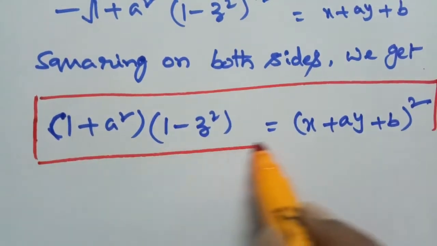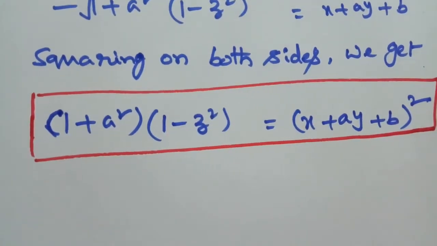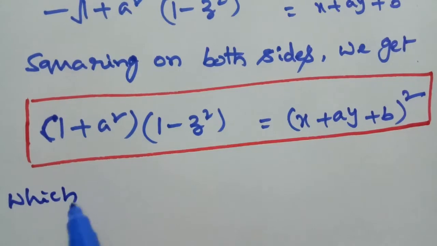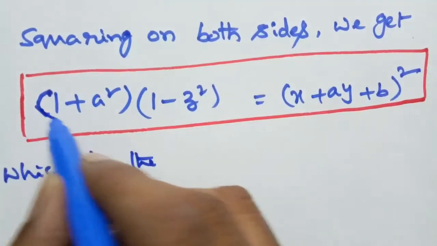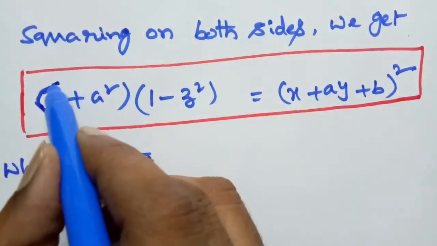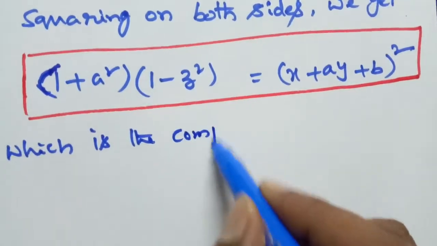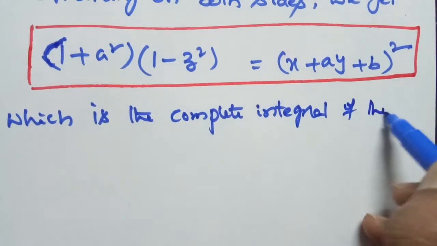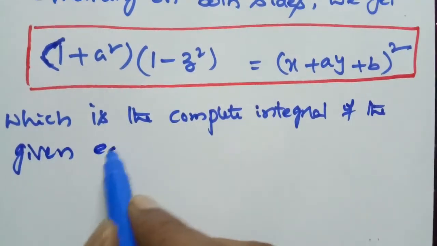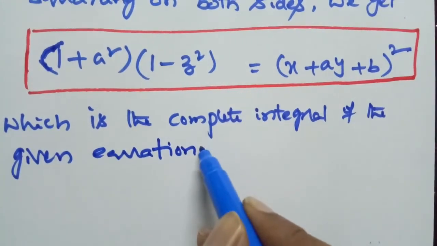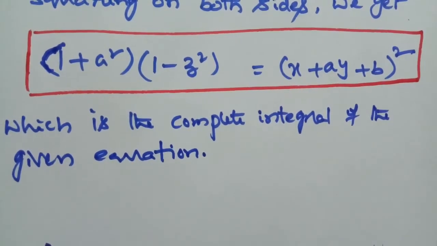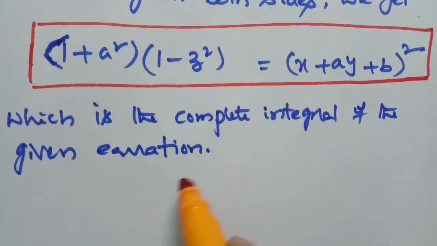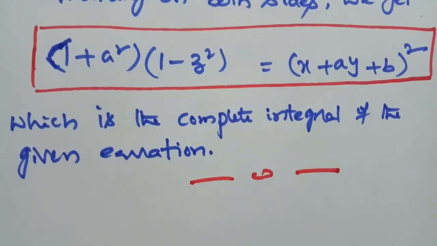non-linear partial differential equation of type 3, f of z, p, q equal to 0, which is the complete integral of the given equation, as it contains two independent variables x and y and two arbitrary constants a and b. Therefore, it is the complete integral.